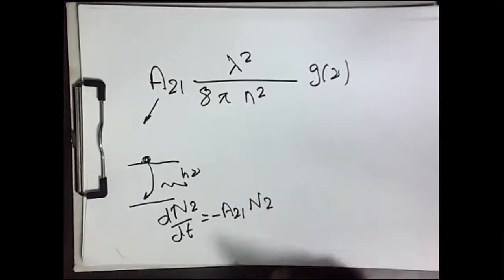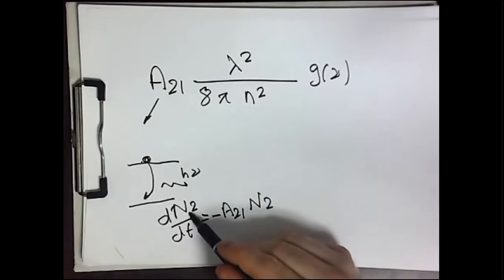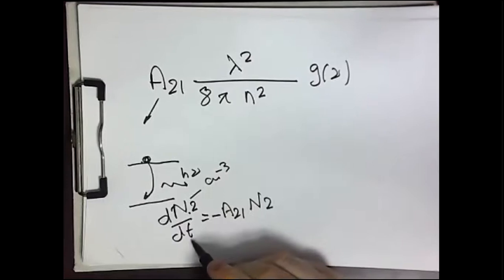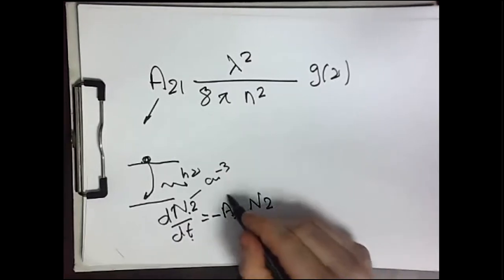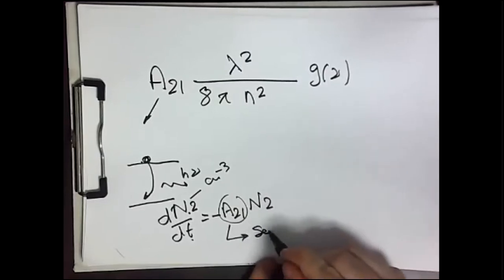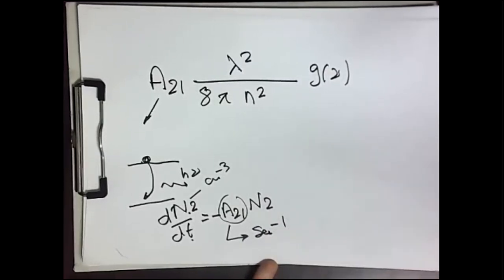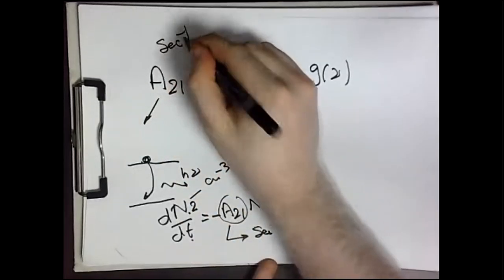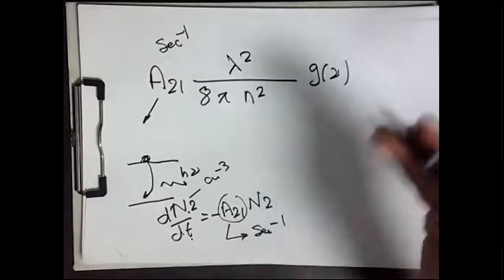Easily from this equation, here you have N2, which is a density, maybe centimeter to the power minus 3, over time. So this A21 is a rate. Accordingly, it should have a second minus 1 unit. So the unit of A21 is second minus 1, which is a rate. Any rate by default is 1 over time.